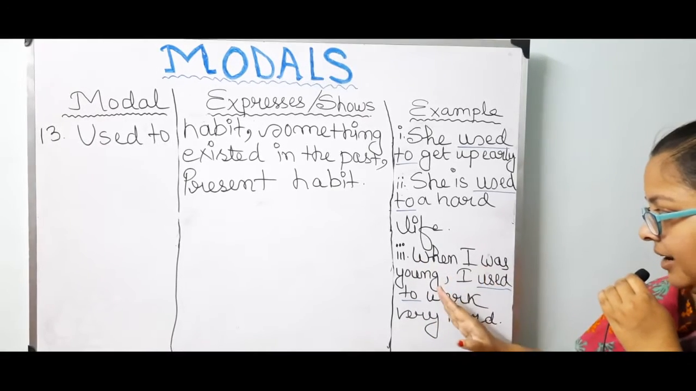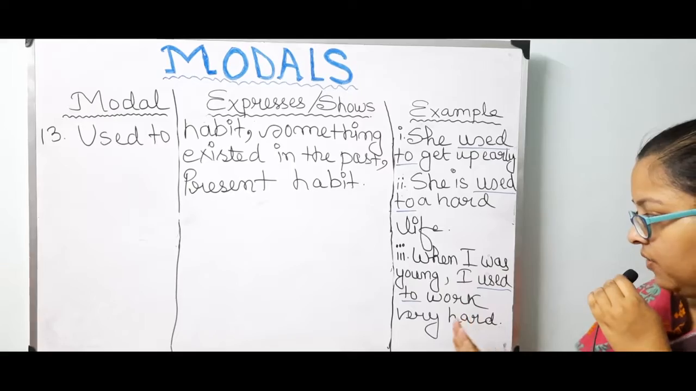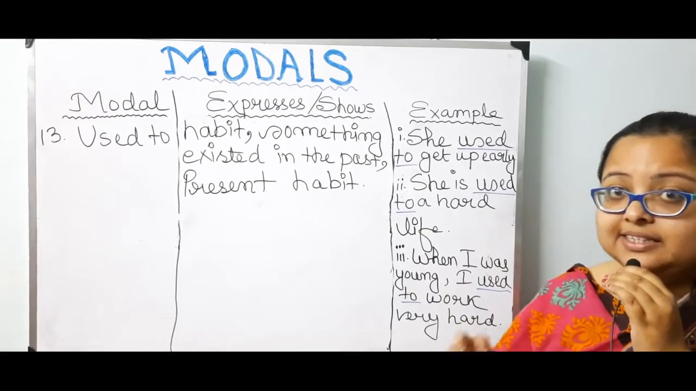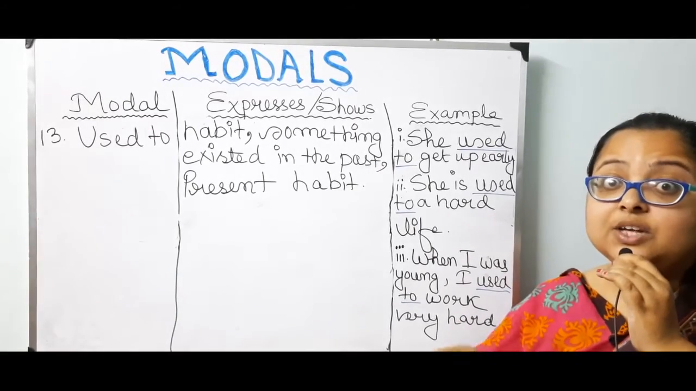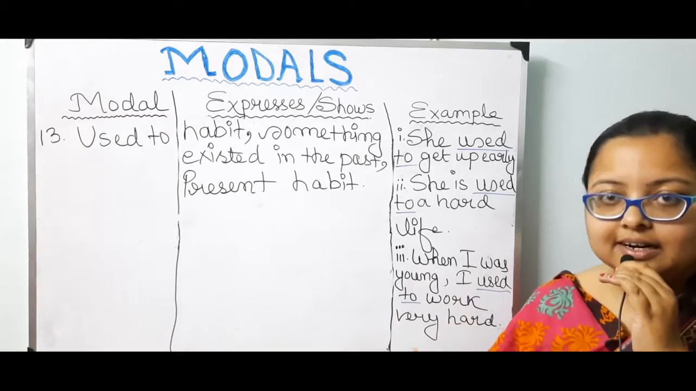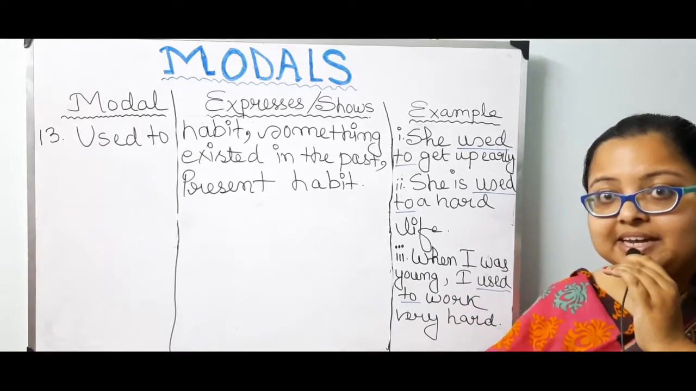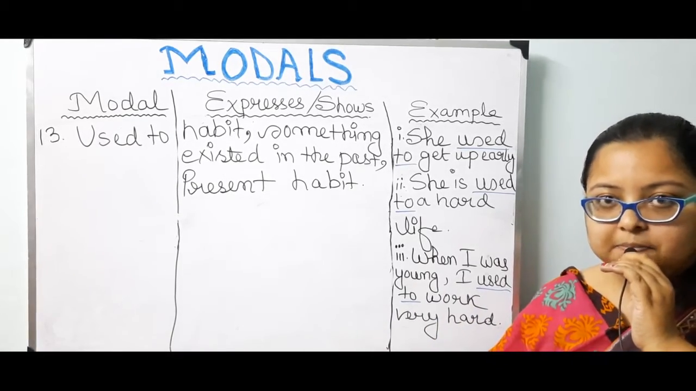Next, number 3. When I was young, I used to work very hard. So, it's something that I used to do when I was young. So, something existed in the past.